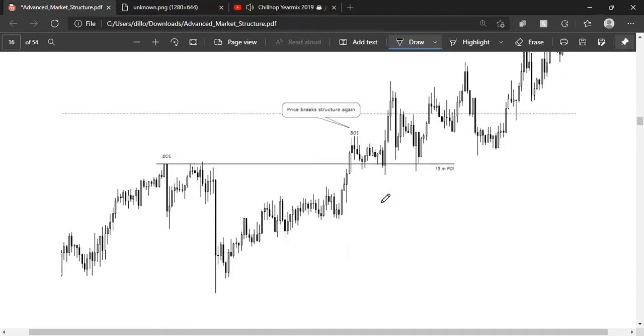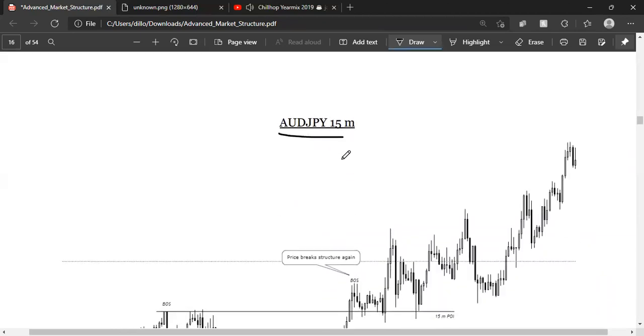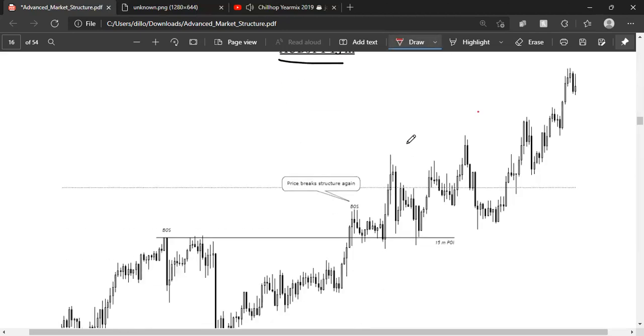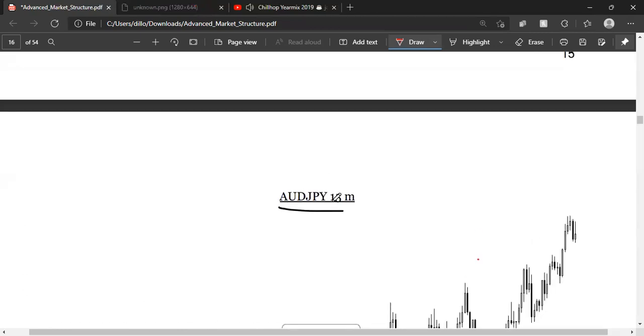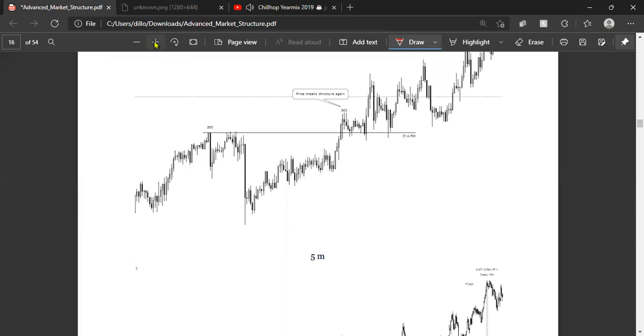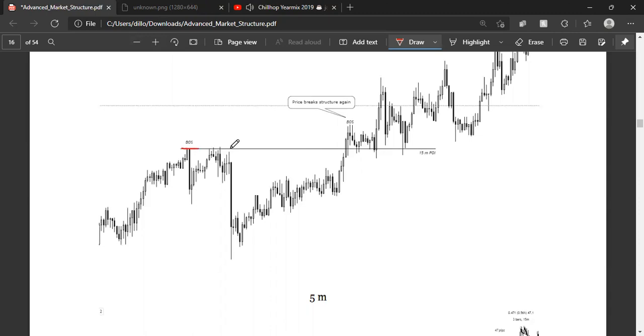Next example, we got AUD JPY on the 15-minute time frame. And so what do we see? 15-minute time frame, and it's looking bullish, right? So we see a break of structure here. Now what do we see next, right? We see rejections from this area. But then look, price breaks structure again here.